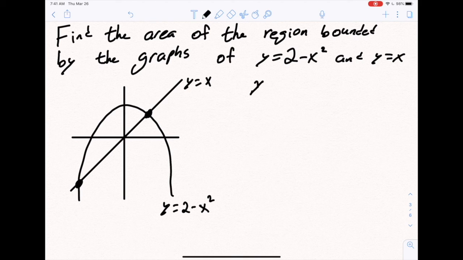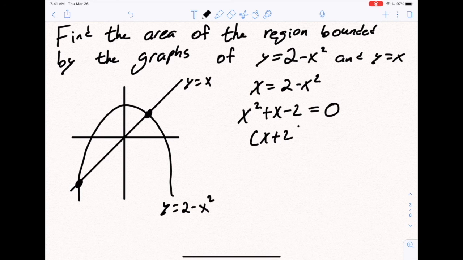So if we set x equal to 2 minus x squared, we can find where these two things intersect. We can rearrange this equation by adding x squared to both sides and subtracting 2, and we get x squared plus x minus 2 equals 0. This factors as x plus 2 times x minus 1 equals 0. So this tells us x equals -2 or x equals 1. Those are our left and right endpoints.